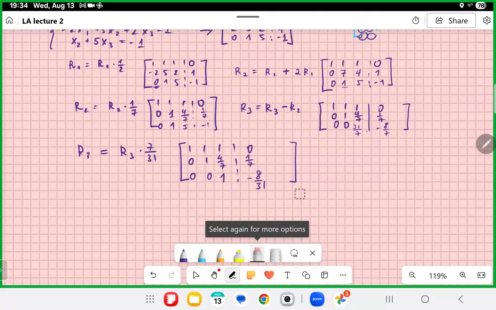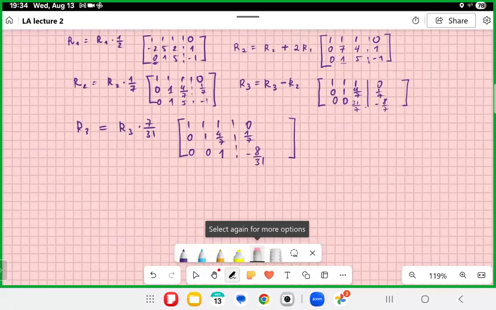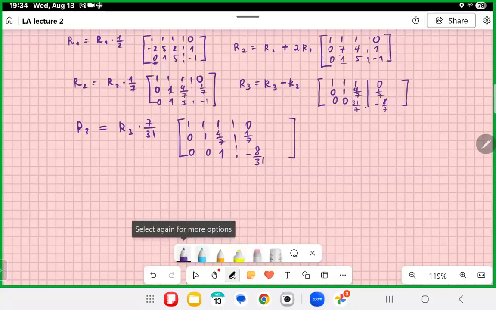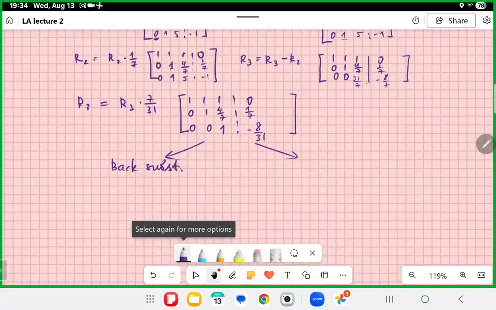After this step, there are 2 ways to continue solving this system. Remember, our goal is to get solutions for x1, x2, and x3. So way number 1 is going to be called back substitution. Some kind of 2 ways. I'm going to start with back substitution.